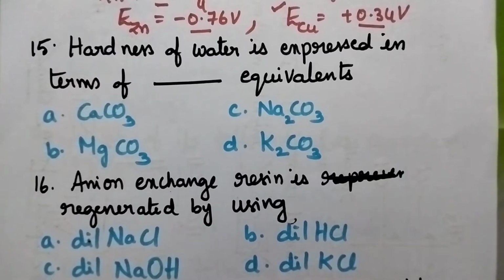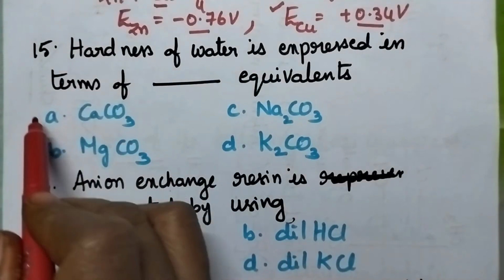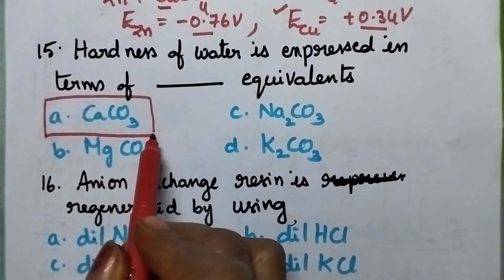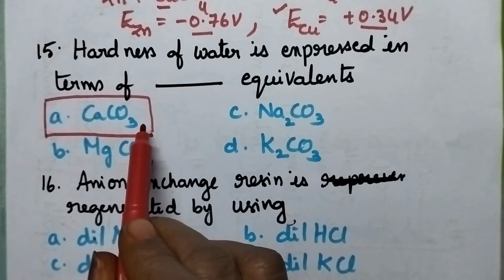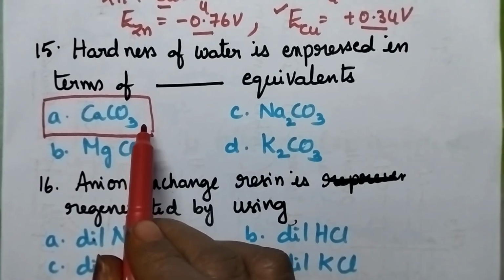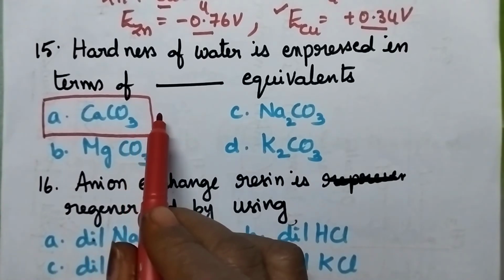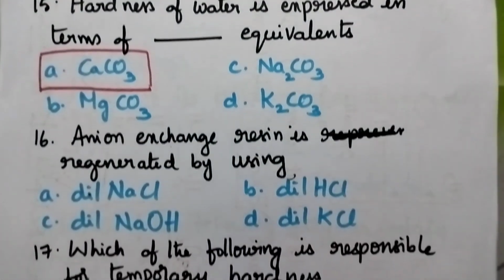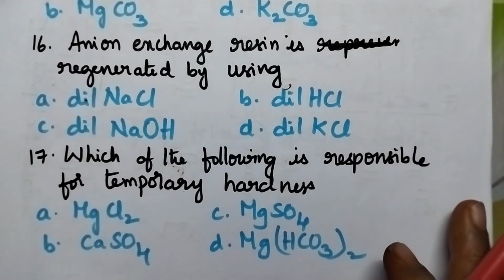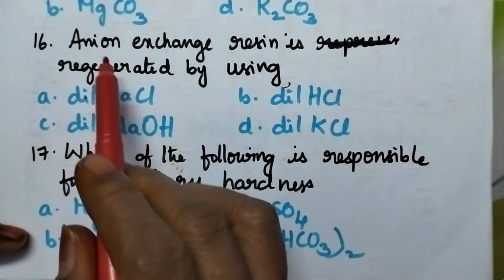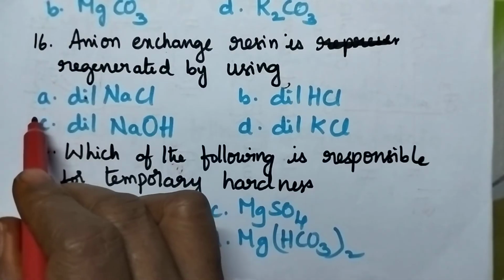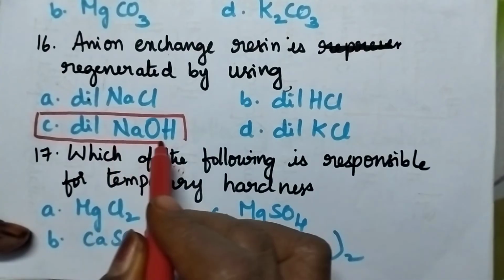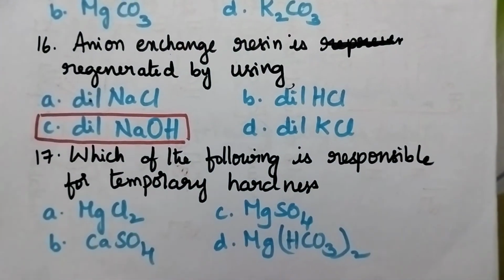Hardness of water is always expressed in terms of calcium carbonate equivalents because it is the most insoluble salt which can be precipitated out from water easily and its molecular weight is 100, which makes calculations easy. Anion exchange resin is regenerated by using. Anion exchange resin can be regenerated by washing with dilute NaOH solution. So option C is the right answer.